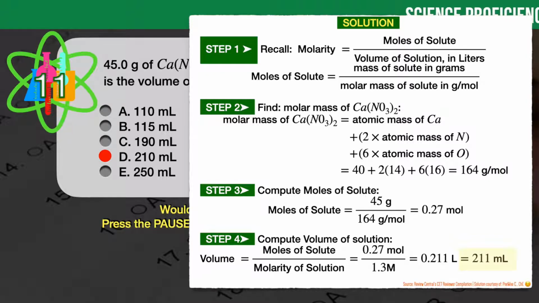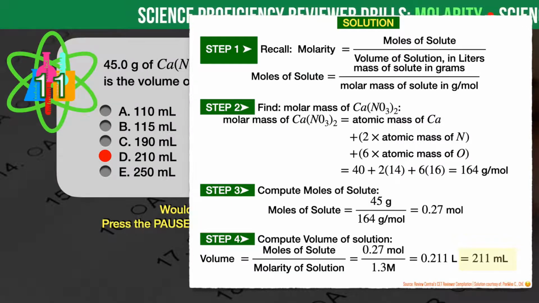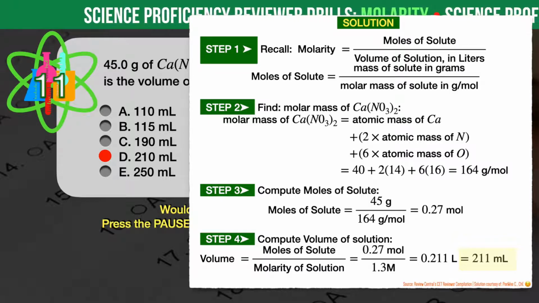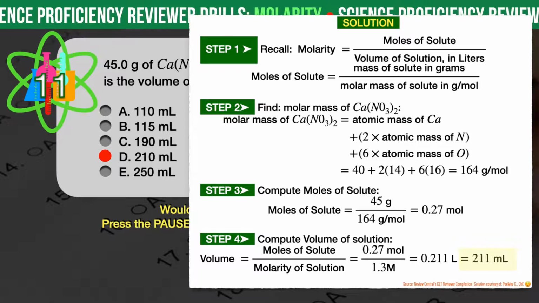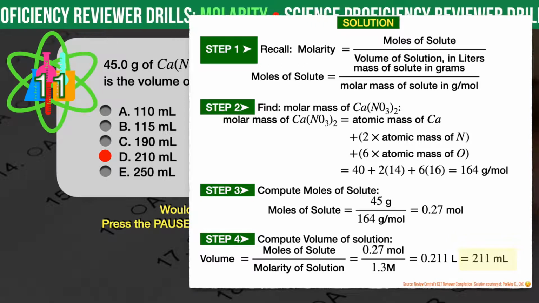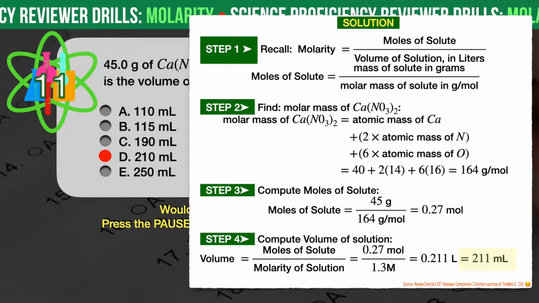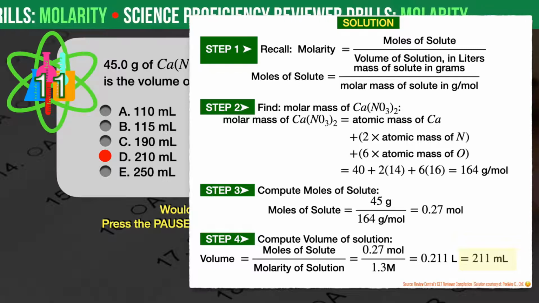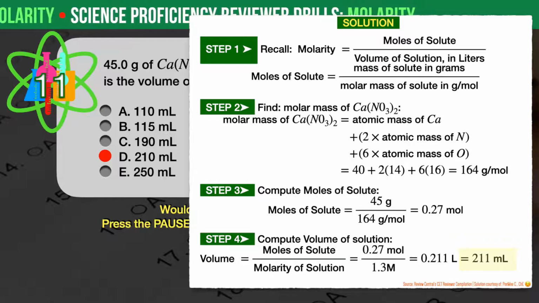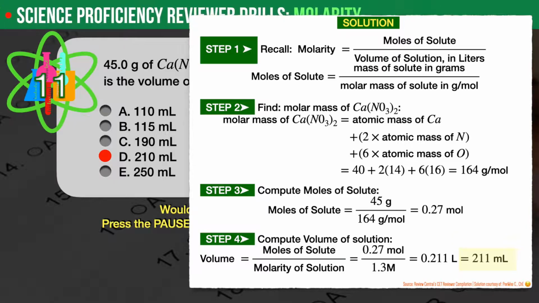What we are asked to find is the volume of the solution. From our molarity formula, molarity equals moles of solute divided by volume of solution. We simply transpose volume of solution and compute it as moles of solute divided by the molarity of the solution. Therefore, the volume of our calcium nitrate solution is 0.211 liter, or 211 milliliters. From the answer choices, the closest answer is 210 milliliters. The 1 milliliter difference can be attributed to rounding of some decimal numbers somewhere along the steps.